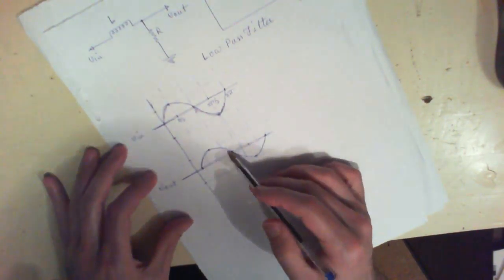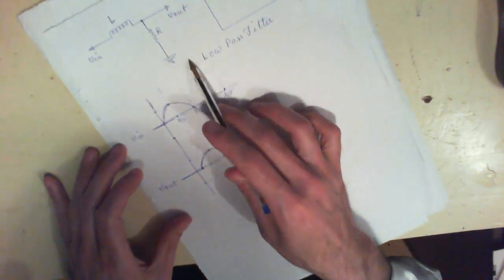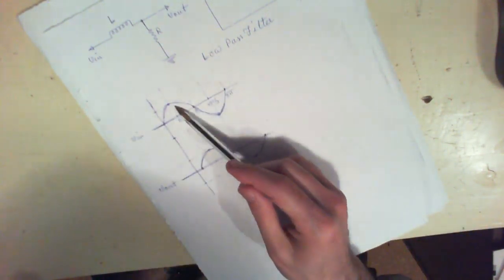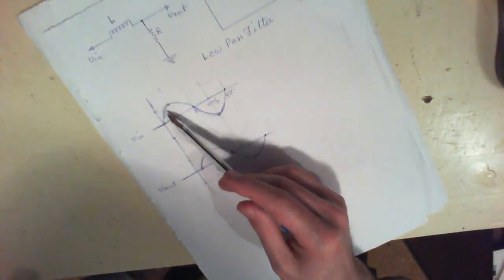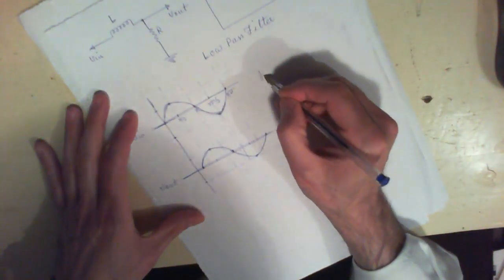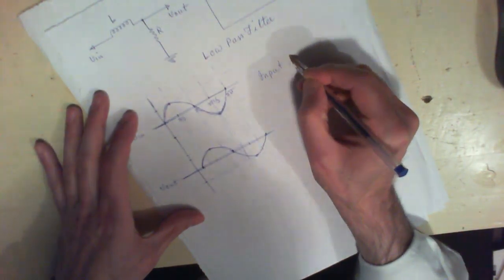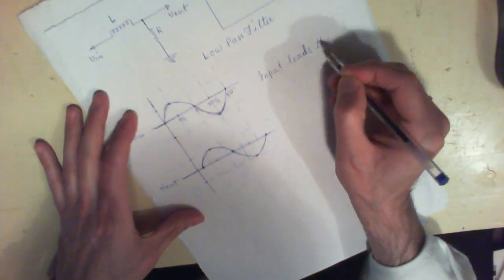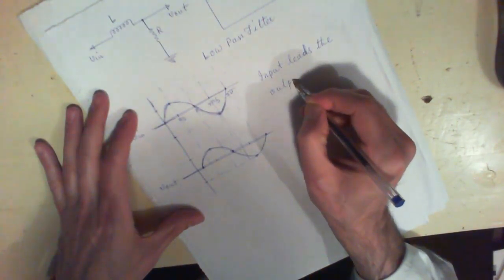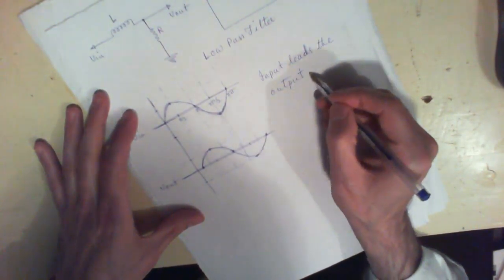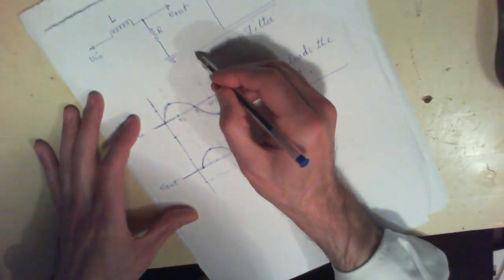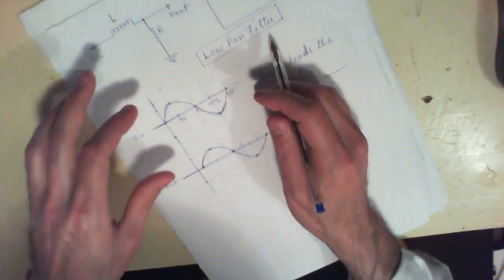Okay, so you see that in this circuit your output is lagging, and your input leads the output. So that is basically what happens in a low pass filter where you have an inductor.